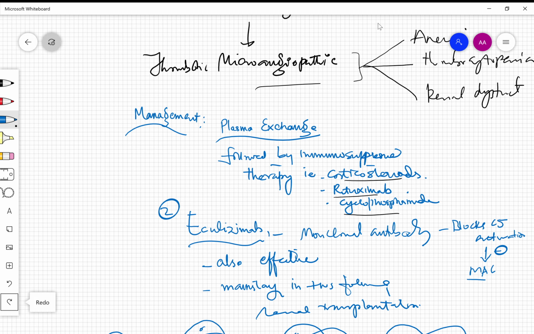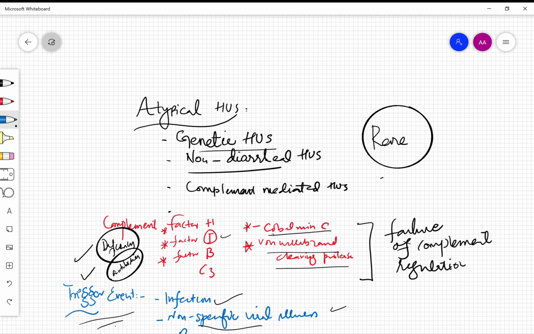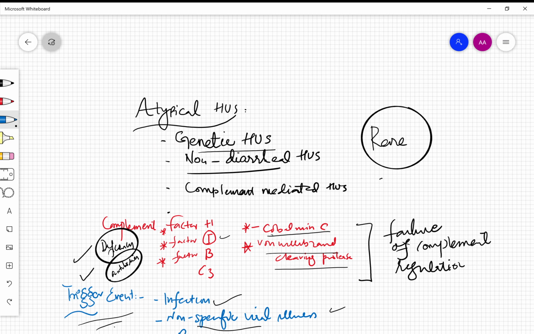So today we'll be talking about a very important topic, that is atypical HUS. In the previous video we have discussed typical HUS. Atypical HUS is also known as genetic HUS or non-diarrheal HUS, complement-mediated HUS. So it's an umbrella term. Normally the complement-mediated HUS is termed as atypical HUS.